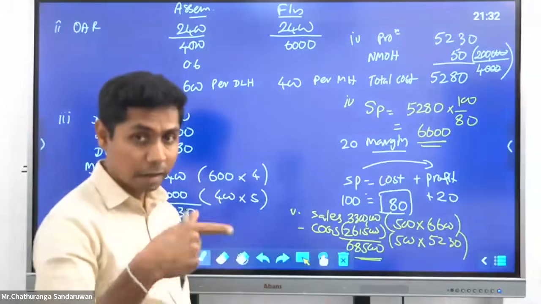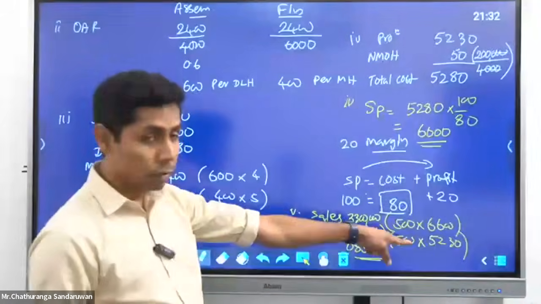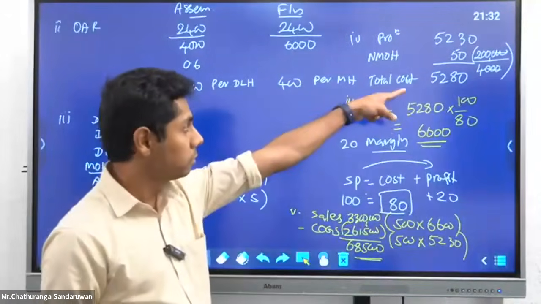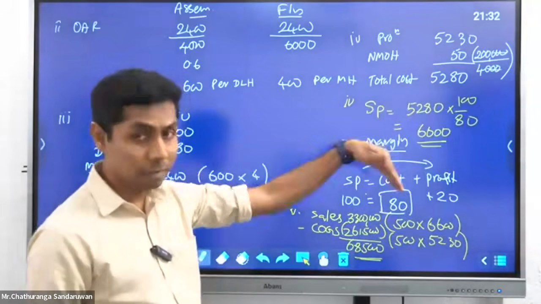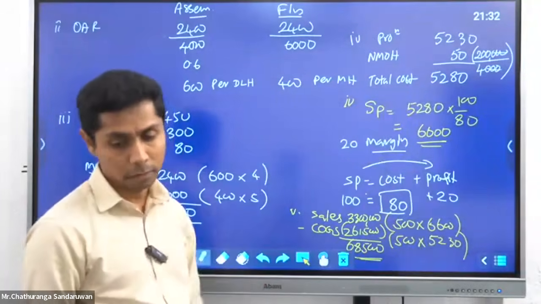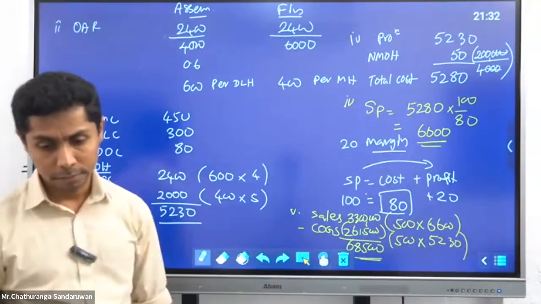And if they are asking for the net profit, you take the full cost, right? That is 5280. If they are asking for the gross profit, then you take the manufacturing cost. That's the difference.